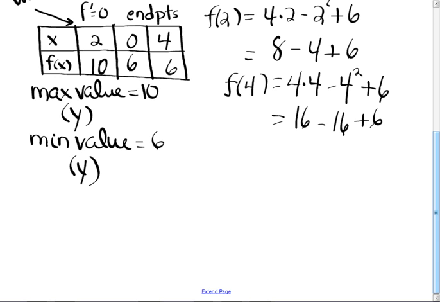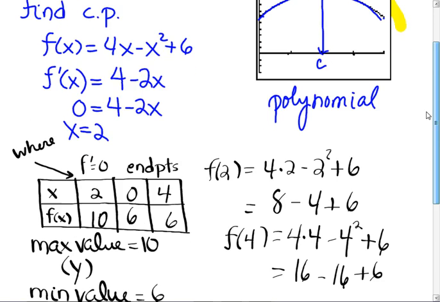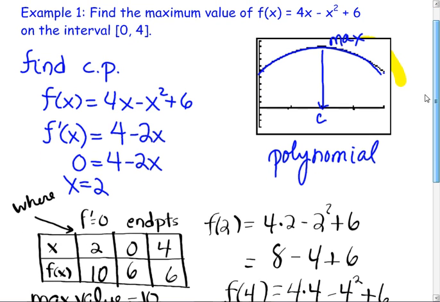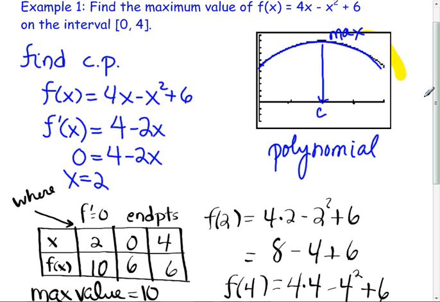Because it was given to me. If I'm not given endpoints, then you can't do this theorem. They gave you the interval. Say it again. Oh, I just did f of 0. What's f of 0? 0 times 4 minus 0 squared plus 6.